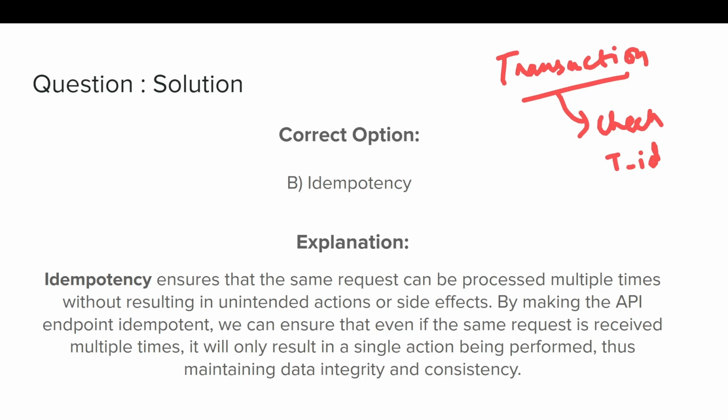So the main point we want to say is that idempotency is something which will ensure that the same request, if it is processed multiple times, is not going to create any duplicate entries, let's say, in the DB. So it should not cause any unintended actions. A user can press the submit button multiple times, but that doesn't mean that because the user is pressing the submit button multiple times, you are going to create duplicate entries in your persistence. So by making the API endpoint idempotent, we ensure that even if it is received multiple times, only a single action is being performed.